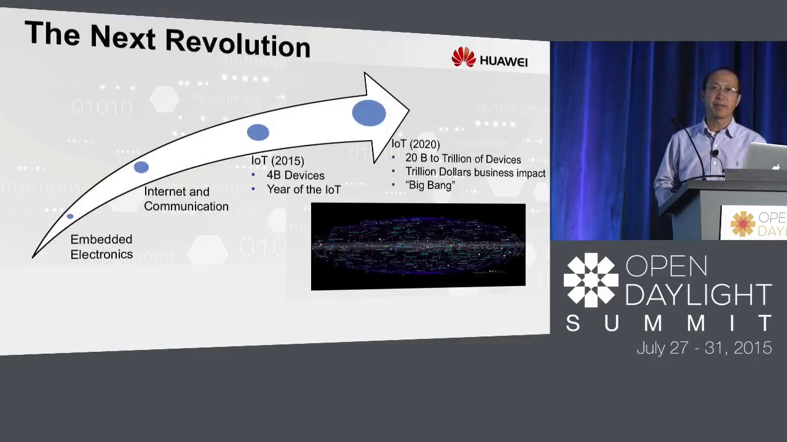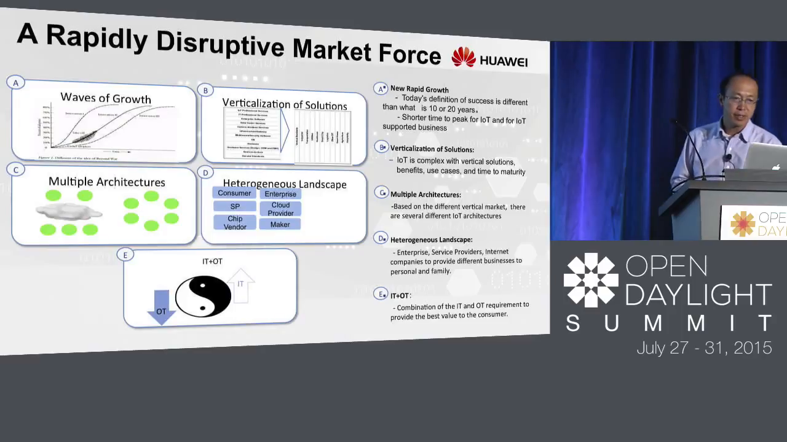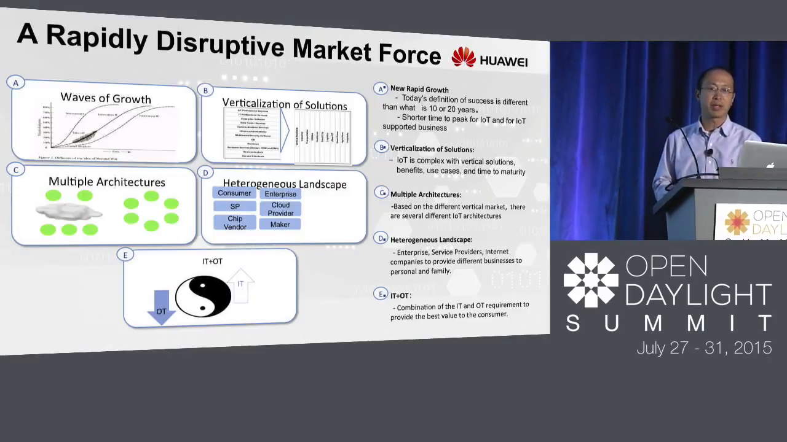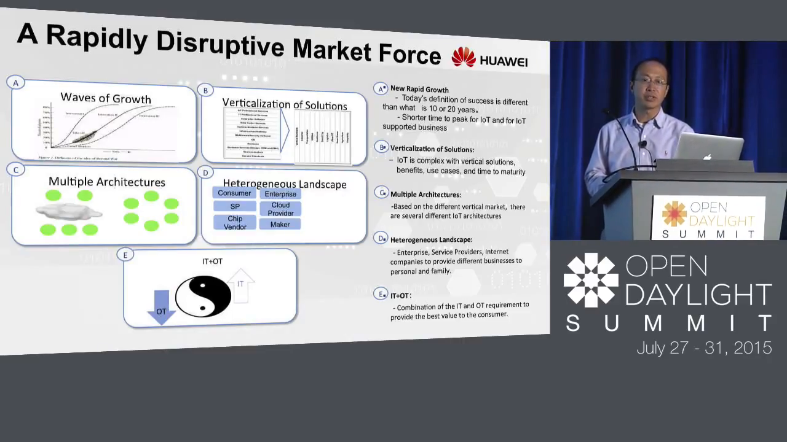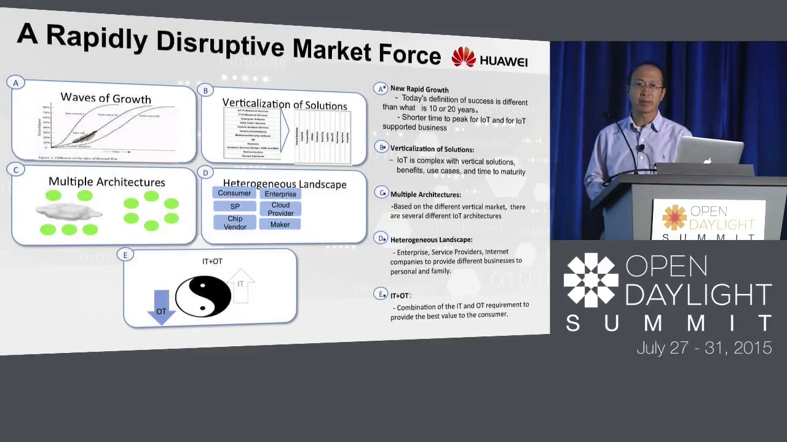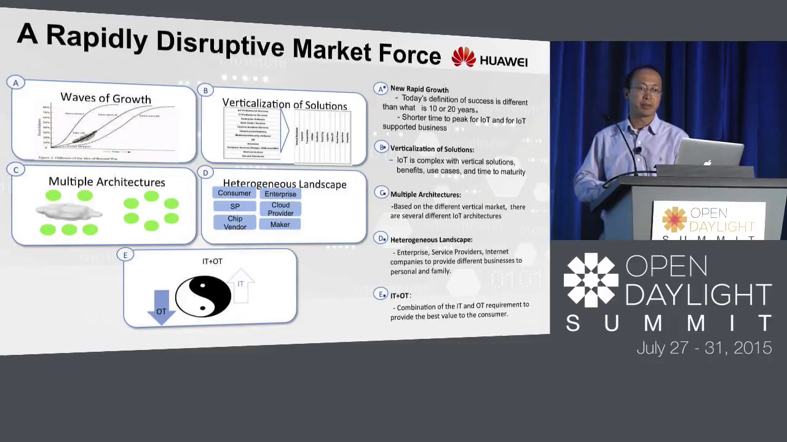What we think is basically like a Big Bang. From this year to 2020, more than five years down the road, there will be a big explosion of devices being connected to the world. With that said, we think IoT for now is a rapid, disruptive market force. It's not just gradually changing the world; it's very disruptive in five aspects we are talking about here. The first one is rapid growth. From now to 2020, it's not only the number of devices being widely deployed; with technology acceleration, we also think there is a shorter time to peak for IoT and IoT-related solutions. Uber is one case. People already talk about just one year, two years, and it already had a big impact. Similarly, IoT will have a similarly short time to peak as well.